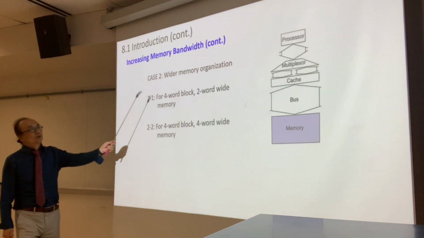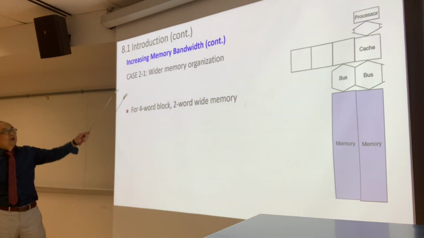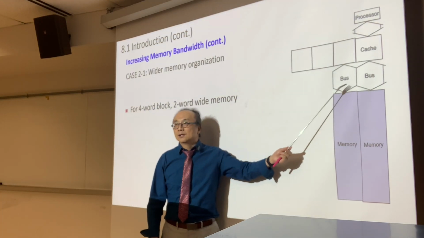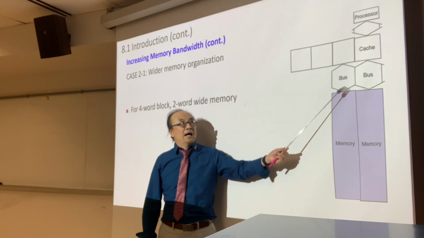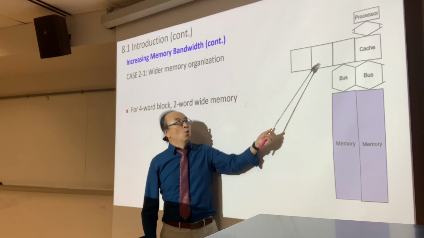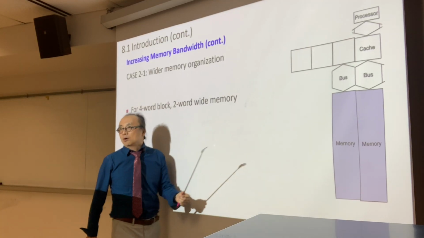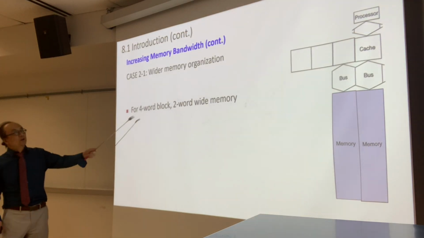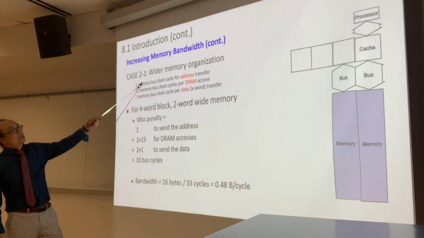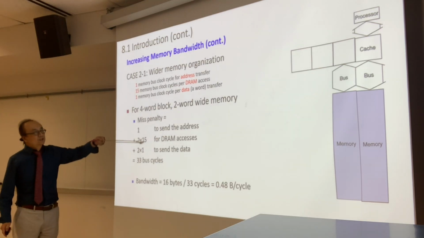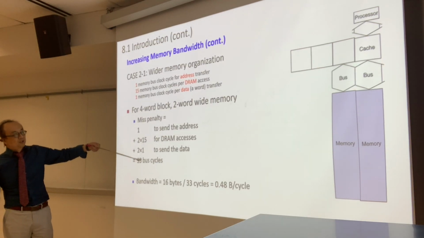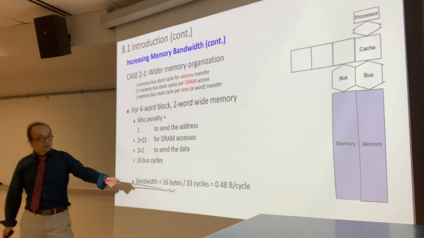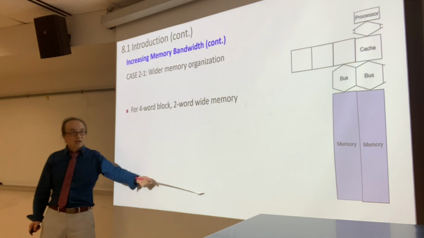And then second, we're going to have a wider one. If we have a 4-word block and 2-word wide, we cannot have 3. So under this scenario, either we have a 2 or 4, because it always works as 2 to the power of something, right? So when we have a 2-word wide memory, same assumption. If this is the case, we have 2 times 15 and 2 times 1, 33 bus cycles. So the bandwidth is 0.48.